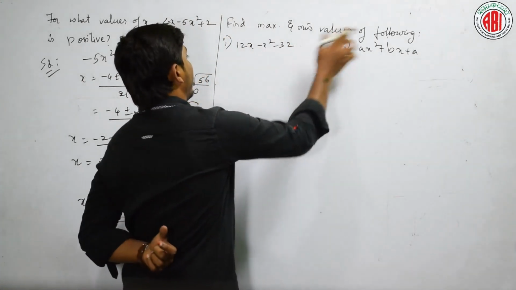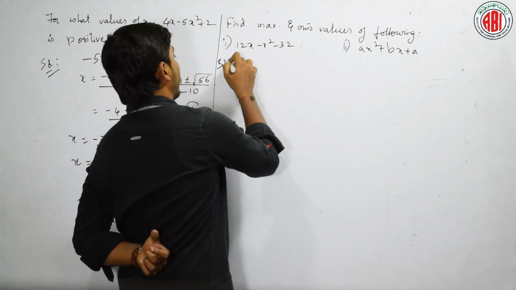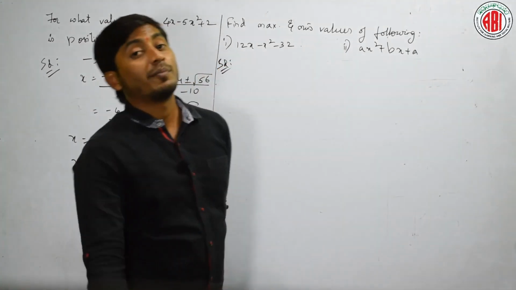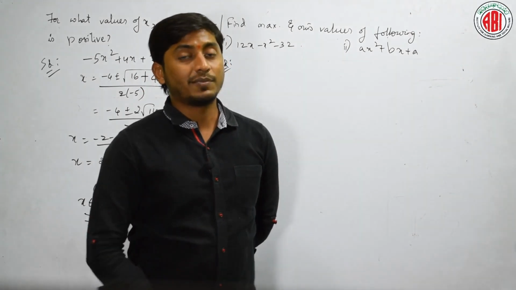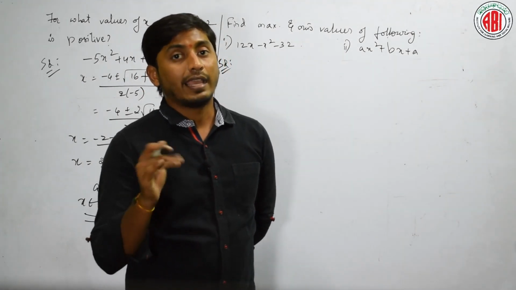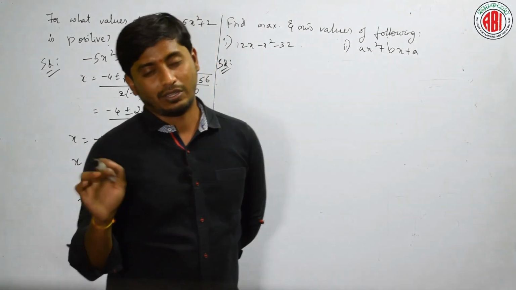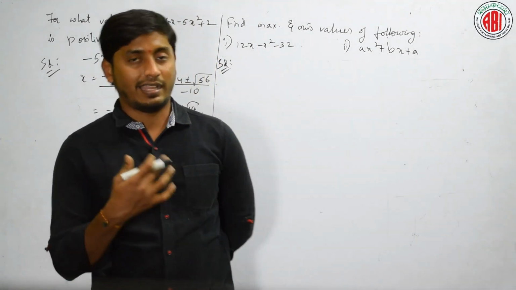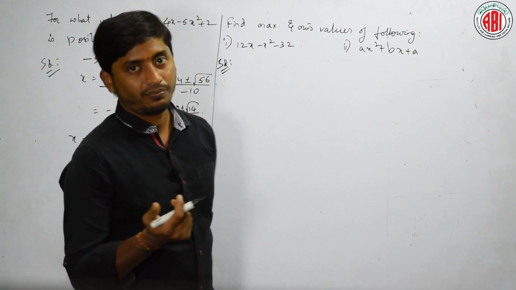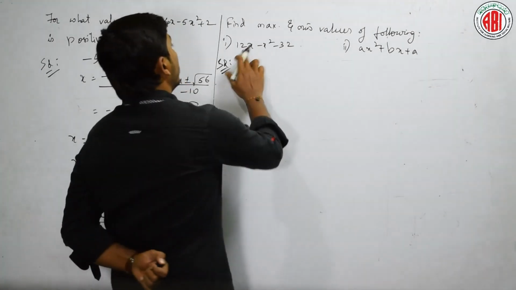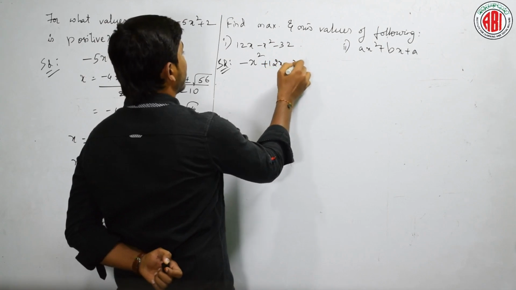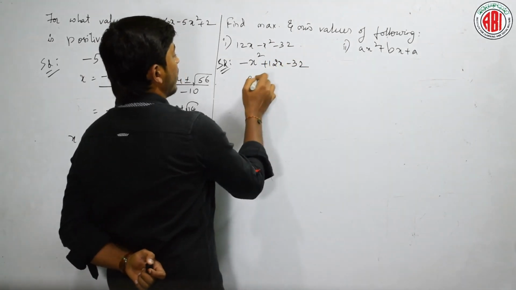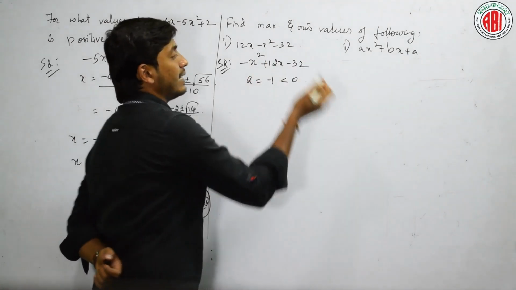Find the maximum and minimum values of the following equations. What is the formula for maximum? That is 4ac minus b square by 4a. When do we tell it is maximum or minimum? That is, a is less than 0 or greater than 0. Then only we will tell whether it has a maximum or minimum value. Clear? So, write this in the standard form, minus x square plus 12x minus 32. What is the coefficient of x square? Minus 1, which is less than 0.